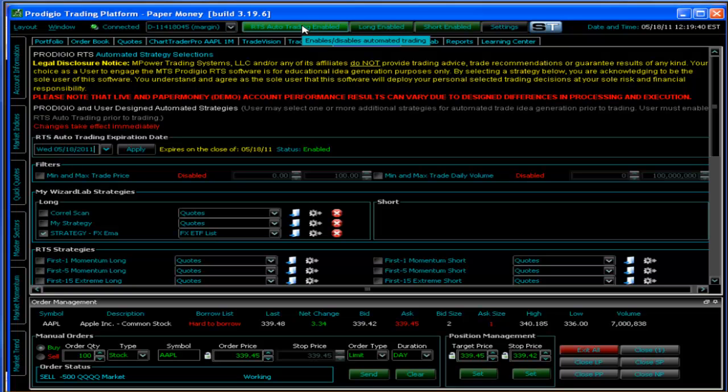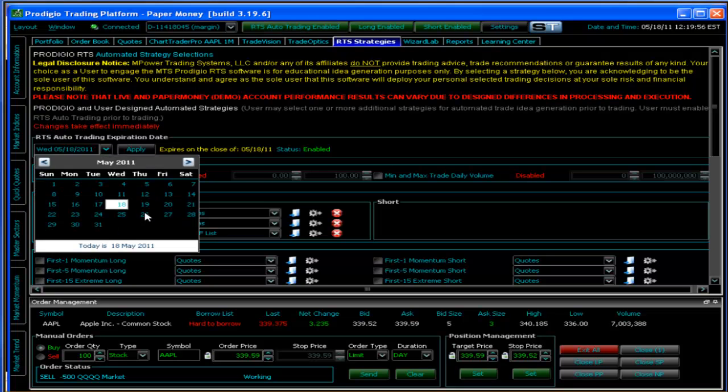So some people wanted to, for example, log in on Sunday, enable RTS trading, and then let it go for the week and come back, say the next week, check on the results of the trading, and enable it for RTS trading again. This toggle right here allows you to select the expiration date.